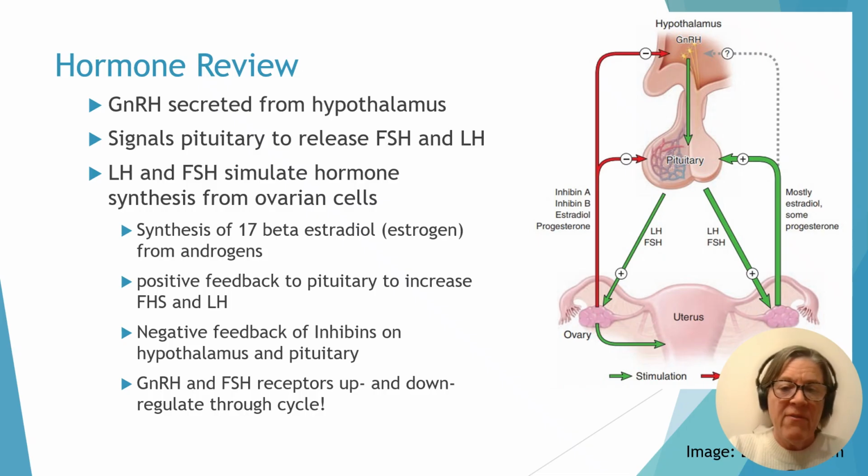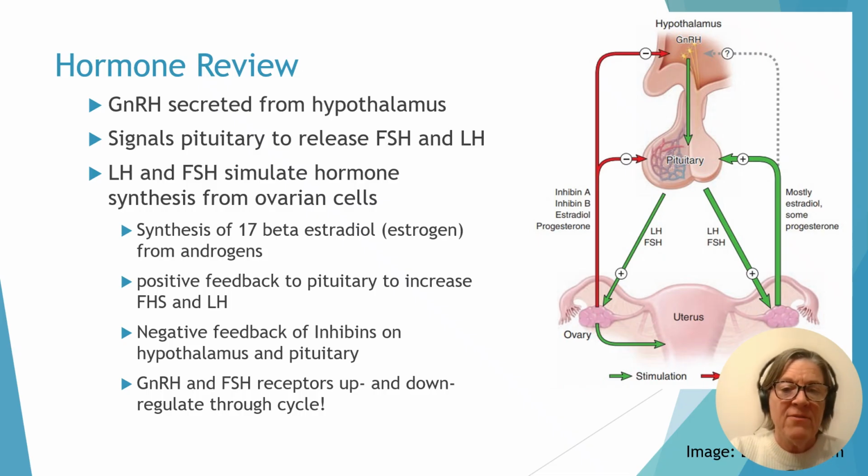So to start at a very basic level, back to Bio 101, we have the gonadotropin releasing hormone secreted from the hypothalamus, which then signals the pituitary to release FSH, follicle stimulating hormone, and LH, luteinizing hormone, which then go into the circulation, and they stimulate hormone synthesis from the ovarian cells. And so what's triggered by the FSH and LH is the synthesis of 17-beta estradiol, which is our most common circulating estrogen. And this is synthesized from androgens.